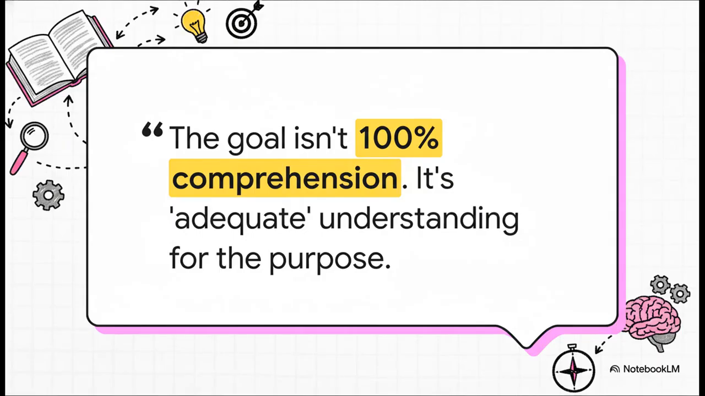So let's end with this one idea. The goal isn't to create perfect readers who catch every single word. It's to create smart, adaptable, strategic readers who know how to get what they need from a text for the task at hand. Because the real goal isn't 100% comprehension. It's adequate understanding for the purpose. And that simple shift in perspective can make all the difference.